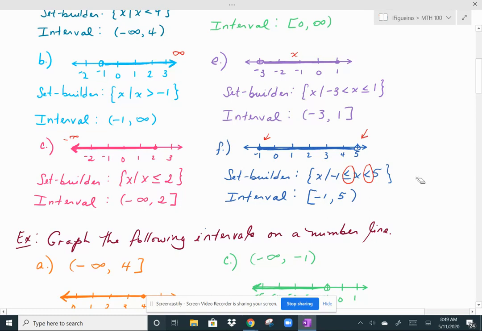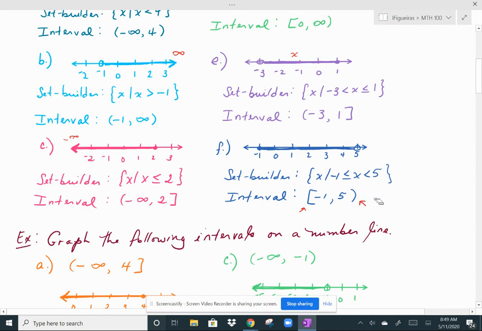And then we have our interval notation. Remember, always write your interval from smallest to largest. And so we go from -1 to 5. Include -1 because of the closed circle, you put a bracket. Don't include 5 because of the open circle, put a parentheses.